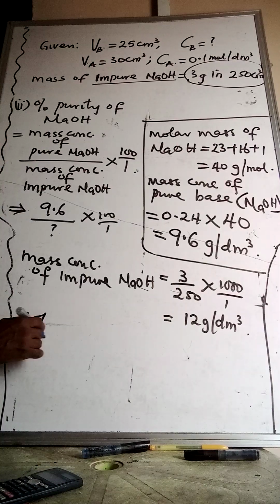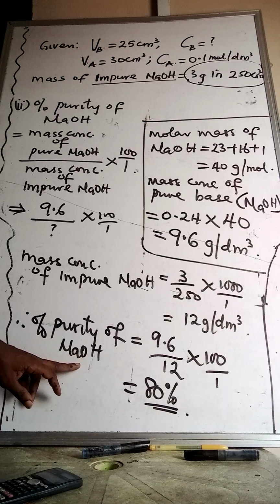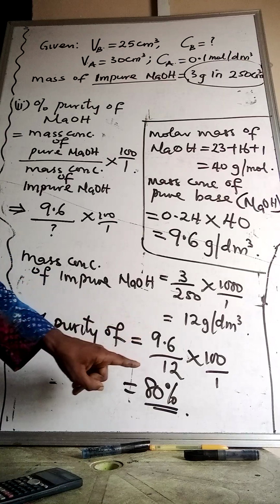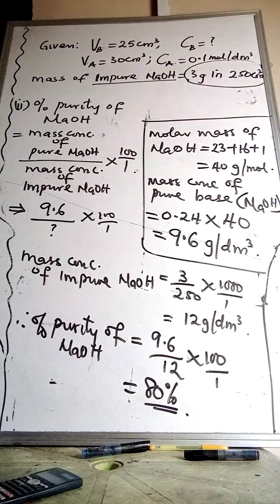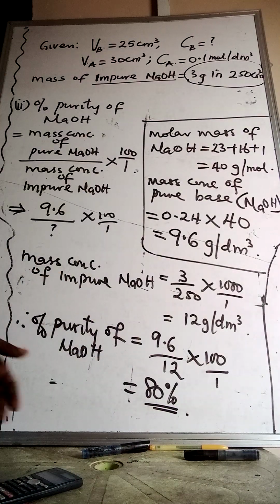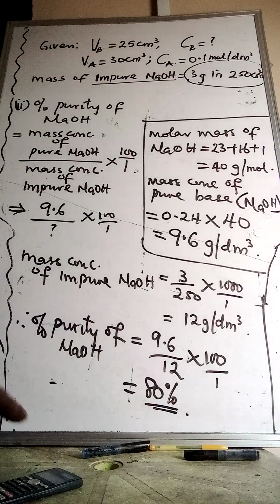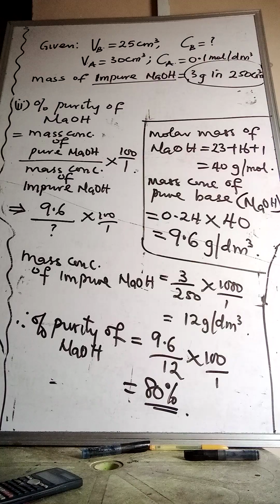Therefore, percentage purity. The percentage purity of sodium hydroxide is now 9.6, which is the mass concentration of the pure sodium hydroxide, divided by mass concentration of impure sodium hydroxide multiplied by 100. The formula is displayed at the beginning of this class. We got 80%. So if the percentage purity is 80%, definitely percentage impurity will be 20, because when you take 80% out of 100%, whatever is left is for the impurity. But let's do the calculation and confirm that.